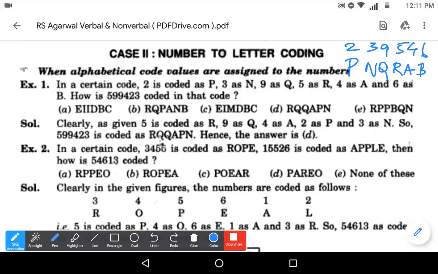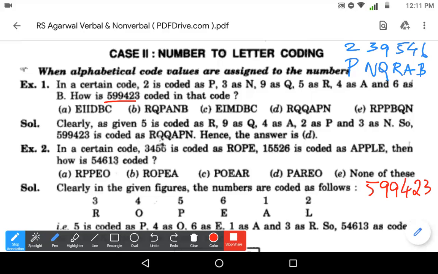Okay. Now they have asked us 599423, how it will be coded. Now if you see the code given, we have all those numbers which have been asked in the question. So we have 5, 9, 9, 4, 2, 3. So with the codes that are given in the question only, we will be finding out the answer. Okay. So let us do that. I will write it here.